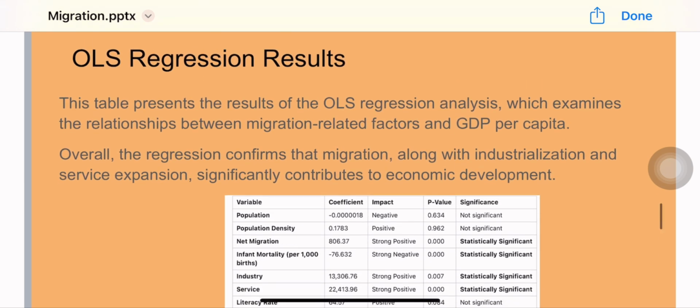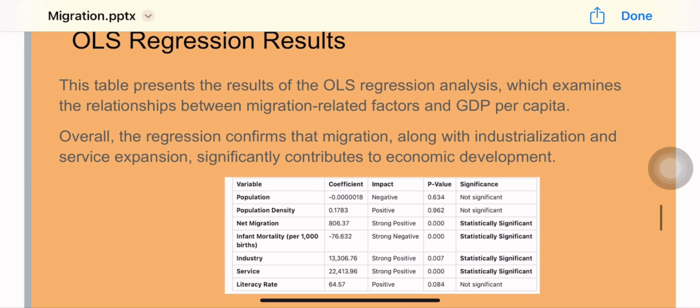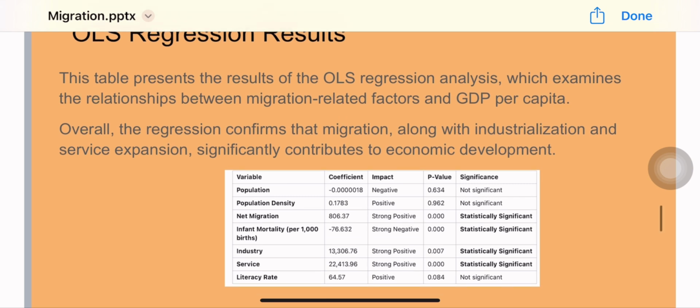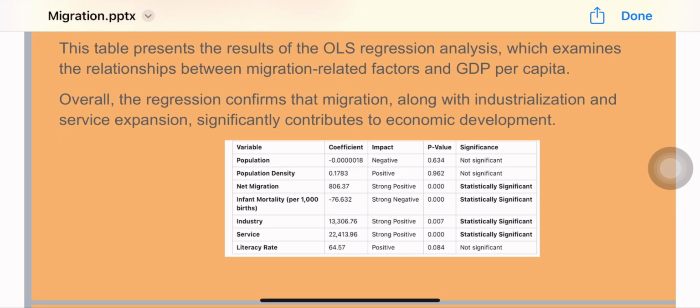OLS regression results. This table presents the result of the OLS regression analysis, which examines the relationship between migration-related factors and GDP per capita. Overall, the regression confirms that migration, along with industrialization and service expansion, significantly contributes to economic development. And I want to just go through a couple of things with this table. So, talk a little about the population. The coefficient for the population is negative, minus 0.00000018, indicating a slight negative impact on GDP per capita, though this result is not statistically significant.